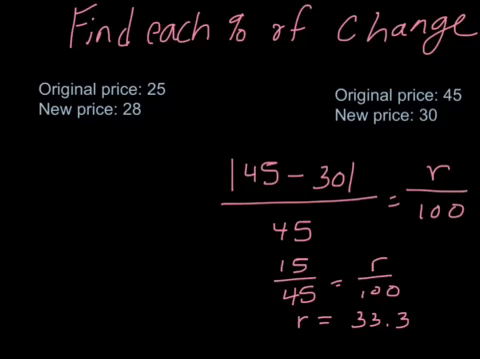Okay, let's look at a second example. Our original price is 45 and the new price is 30. So we plug that into our formula. The absolute value of 45, the original, minus the new, 30, gives us 15 over 45 equals R over 100. We cross multiply and divide to solve for R, and we get 33.3%.